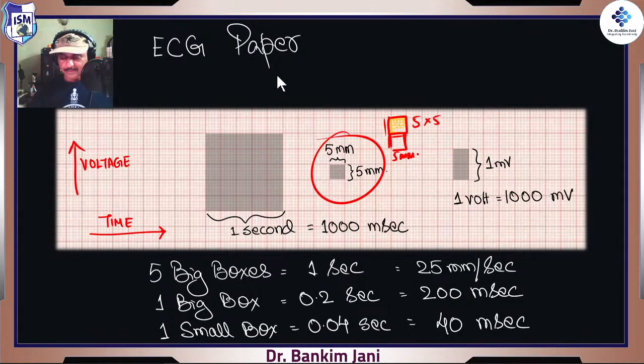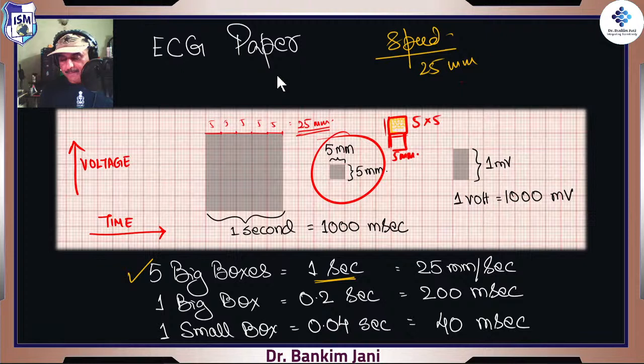If you have understood this, you have known it properly. So here it is. This is 5 mm, this is another 5 mm, this is third 5 mm, fourth 5 mm, and fifth 5 mm. So 5 plus 5 plus 5 plus 5 plus 5 means 25 millimeter, correct? 25 millimeter or 2.5 centimeter. So this means five big boxes in the timeline is 1 second, because the speed at which paper moves is 25 millimeter per second.